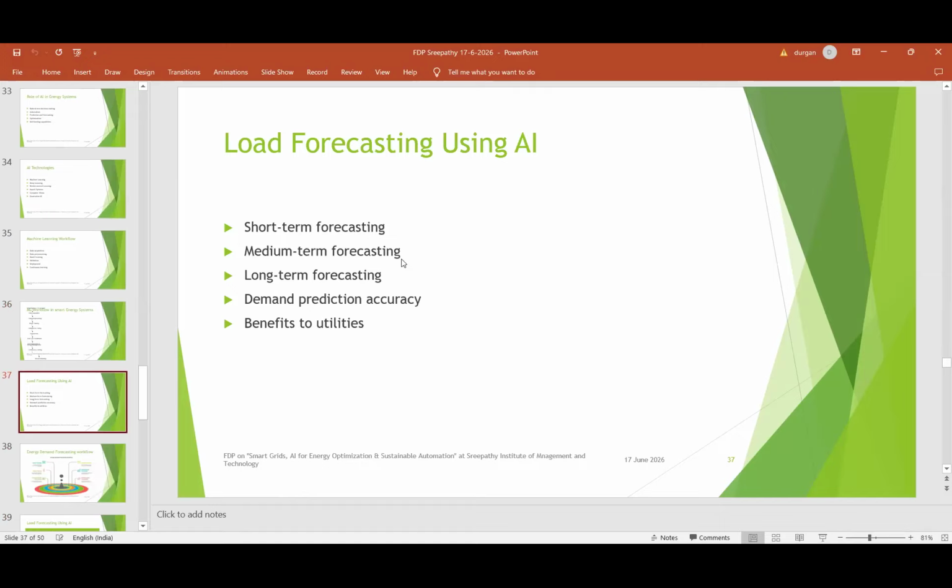So the next topic is load forecasting using AI. Load forecasting, in the sense, uses machine learning to predict the demand of electricity. This load forecasting is used for balancing power generation, cost, grid reliability, and efficiency. So the balance between power generation, cost, grid reliability, and efficiency is defined as load balancing.